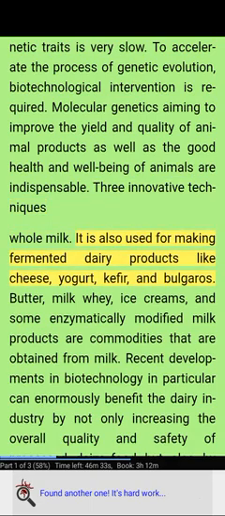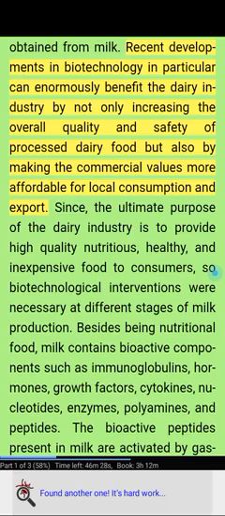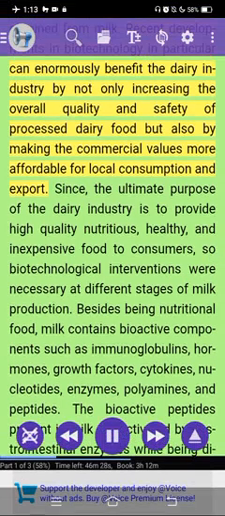Whole milk is also used for making fermented dairy products like cheese, yogurt, kefir, and bulgur. Butter, milk whey, ice creams, and some enzymatically modified milk products are commodities that are obtained from milk. Recent developments in biotechnology in particular can enormously benefit the dairy industry by not only increasing the overall quality and safety of processed dairy food but also by making the commercial values more affordable for local consumption and export.